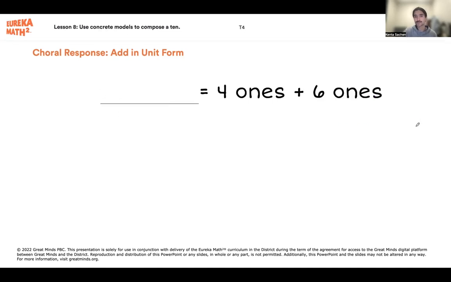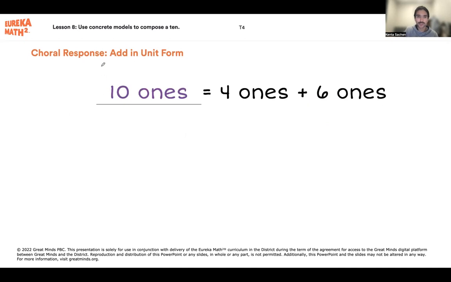Great. Okay, we're going to switch the order around, right? It doesn't really matter where the equal sign is. Still the same math, right? 4 ones plus 6 ones. Give you a moment to think about this. 4 ones plus 6 ones. How many ones is that? Elking? Yeah, it's 10 ones, which is equal to 10.